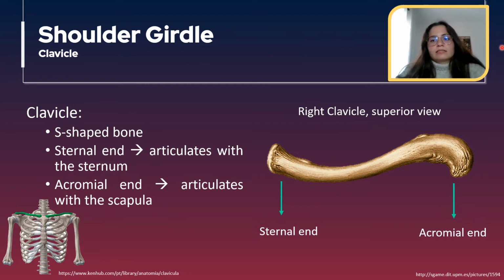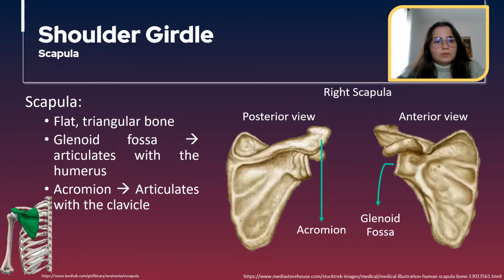The clavicle is located above the rib cage in here, as you can see in this image, and the shoulder girdle is composed of the clavicle and the scapula. The clavicle is this bone that has kind of an S shape. It has the sternal end, which is this part, that articulates with the sternum, and then the acromial end that articulates with the scapula. The scapula is a large flat triangular bone that articulates with the humerus and the clavicle.